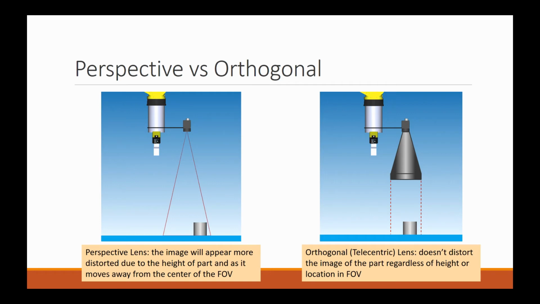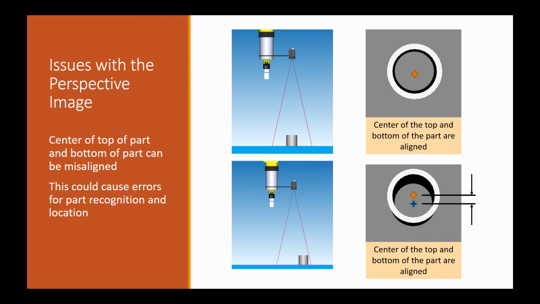However, if the part is somewhat tall, the issues with the perspective lens have mostly to do with relatively taller parts. Here we see a part that is somewhat tall relative to the field of view. When the part shown is close to being directly under the camera, its centers between the top and bottom are aligned, and the software can easily communicate its positional offset. However, as the part moves towards the edge of the field of view, the center position between the top and the bottom are misaligned.